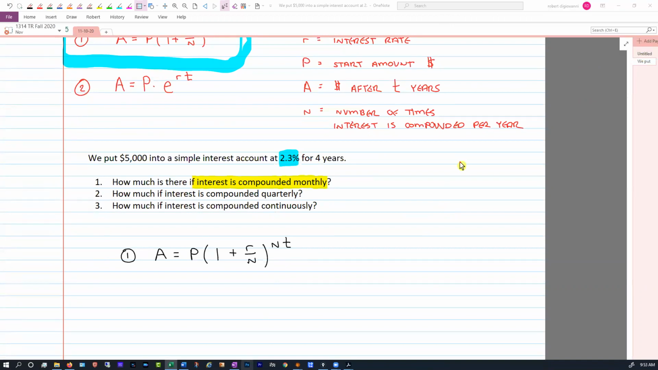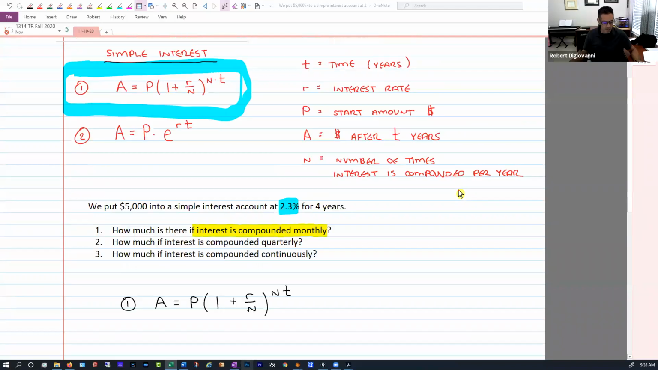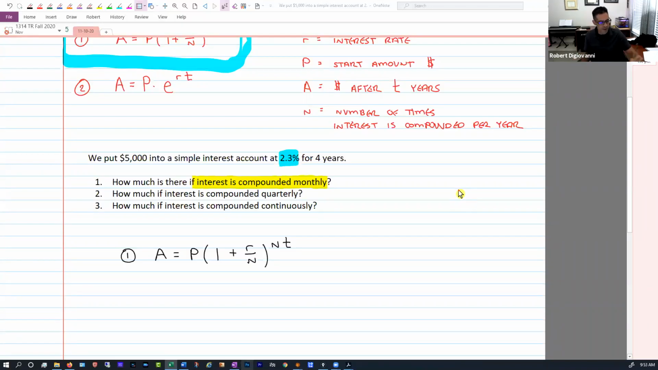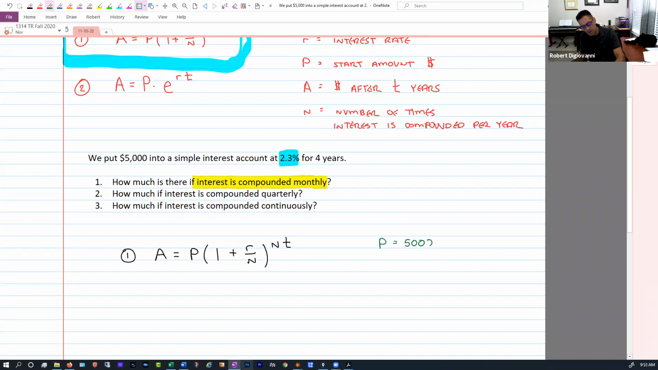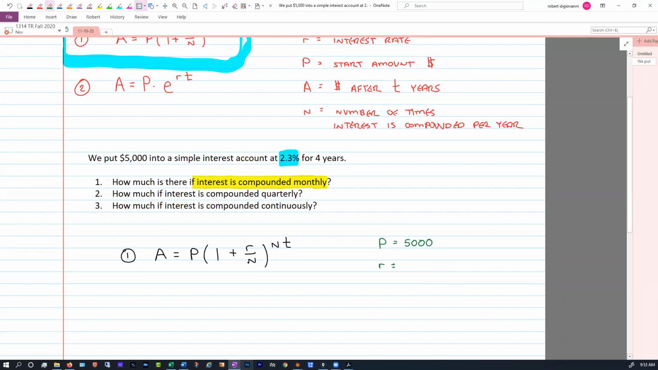You okay? Yeah. Okay, so can you tell me what parts of this I can fill in? So maybe on the side here, tell me, do we know what P is for us in this formula? Yes. What is it? That's 5,000. 5,000, right? That's the amount that we're going to start with. Okay, good. Do we know what R is here? Yes. What is it?